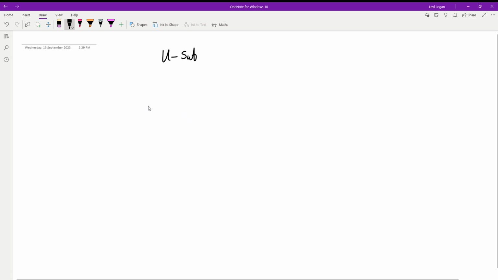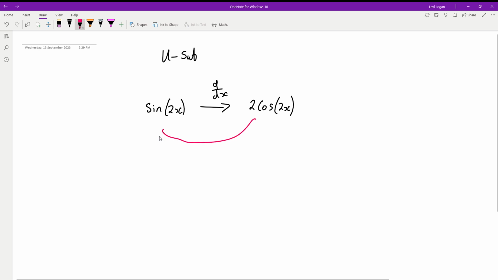So if we have, let's just say we had sine of 2x. If we were to differentiate that with respect to x, you would need to apply the chain rule. So differentiate the outside, multiply by the differential of the inside. So it would be 2 cos of 2x, okay? Now, if we were to integrate, we'd have to go back this way. So integrate with respect to x should give me this guy here with a plus c.